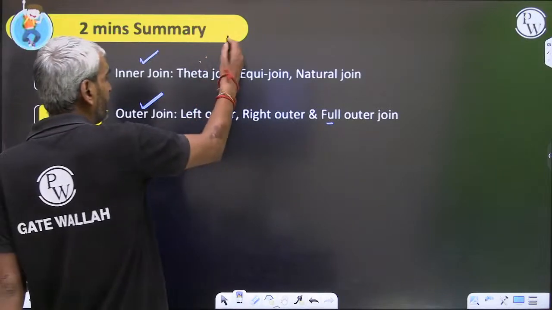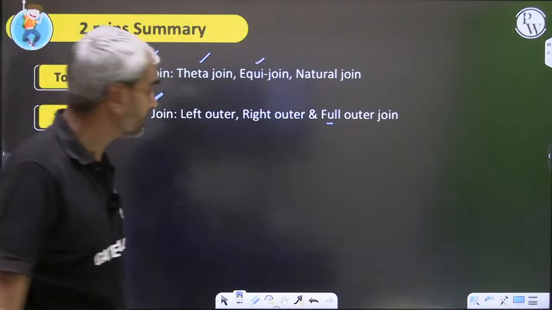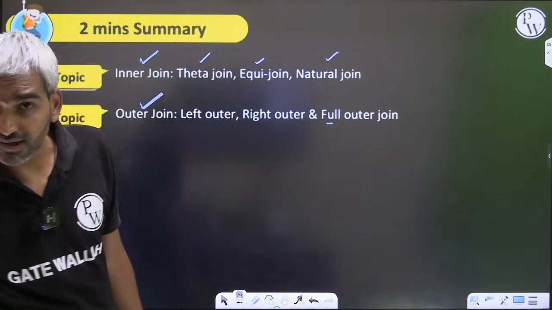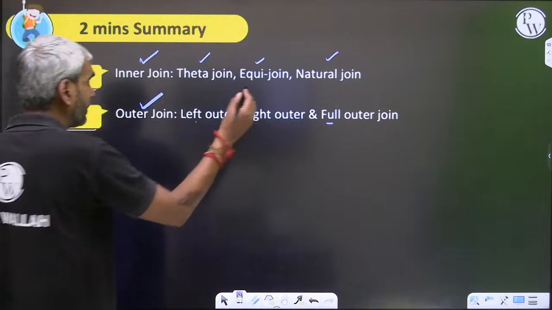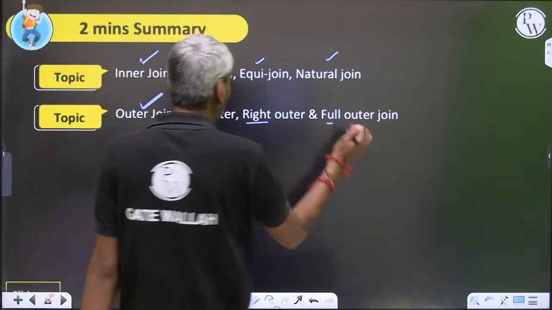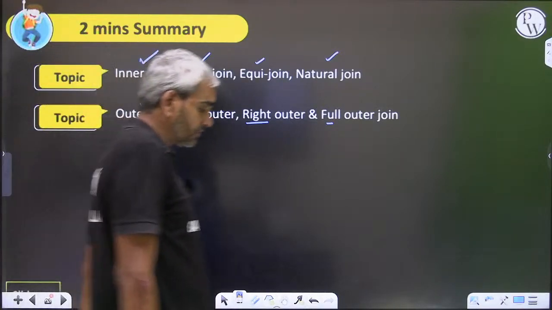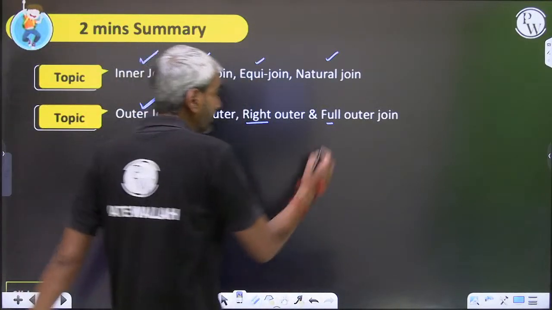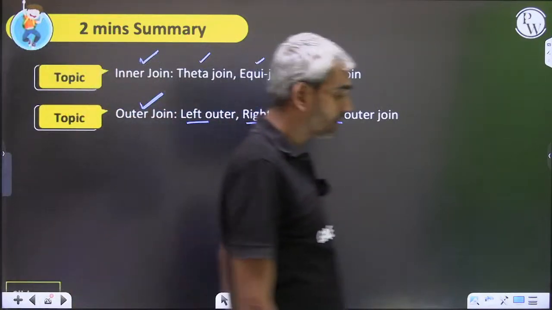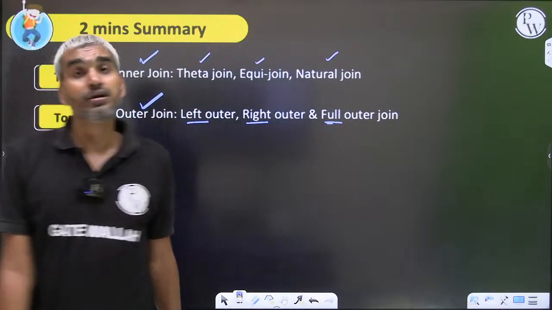Theta join can use any condition on any set of attributes. Equi join can use equality condition on any set of attributes. Natural join is guaranteed to use equality condition on all common attributes. Left outer join: all the tuples of natural join along with the tuples from the left hand side relation that failed the join condition. Right outer join: all the tuples of natural join along with the tuples from the right hand side relation that failed the join condition. Full outer join: all the tuples of natural join along with the tuples from the left hand side relation as well as the right hand side relation that failed the join condition.